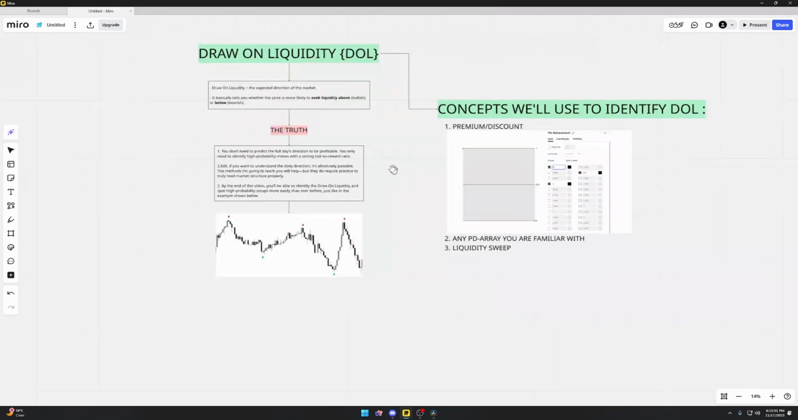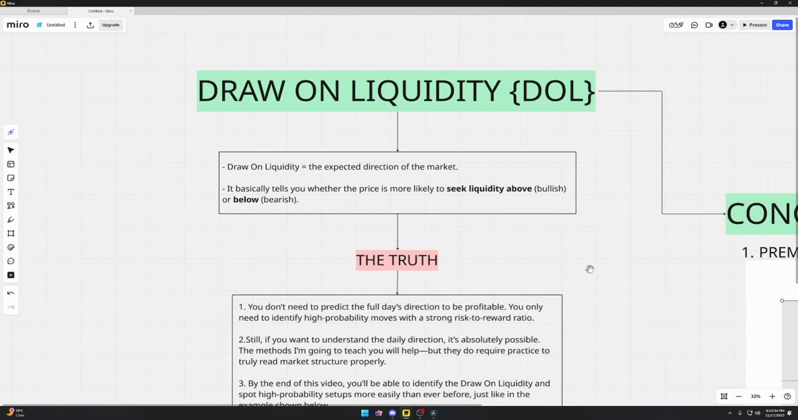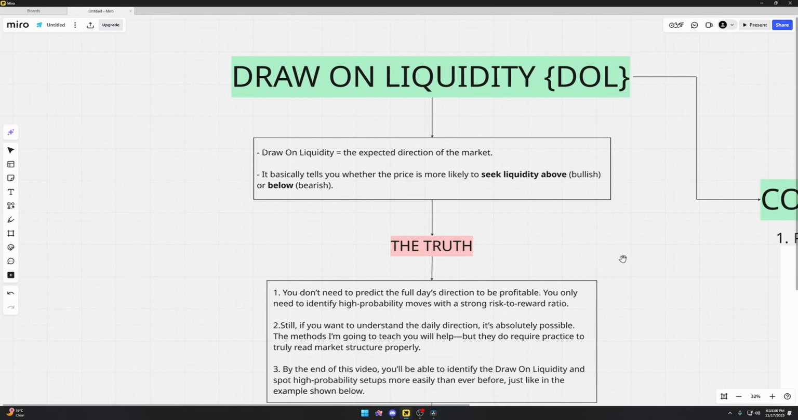So, what exactly is draw on liquidity? Draw on liquidity simply means identifying the expected direction of the market. In simple terms, it tells you whether price is more likely to hunt liquidity above, which means the market will be bullish, or below, which means market will be bearish.